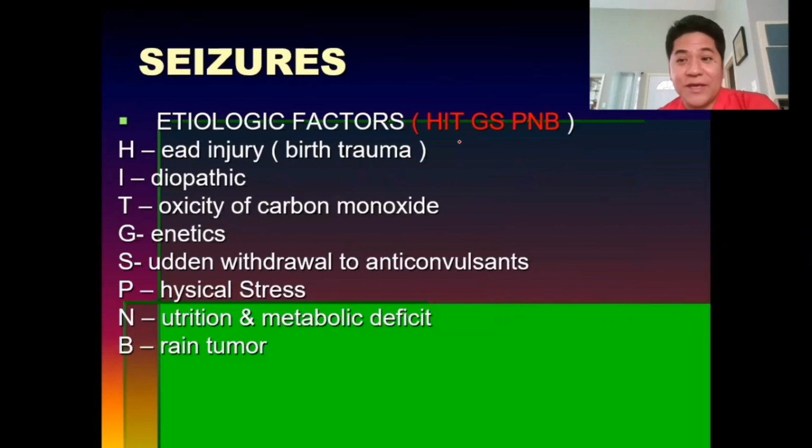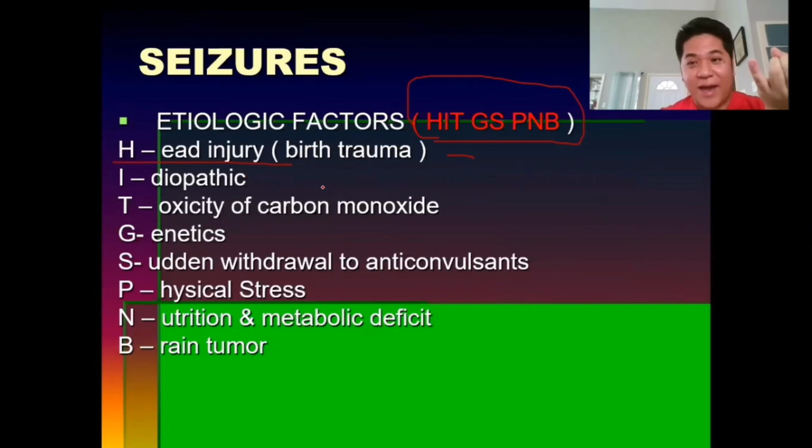Now, how can we get this? We could get it easily. Just follow the following. These are the things that you could do. If there is a head injury or birth trauma, you would have to get it. It can be idiopathic, or unknown. Remember that. Or you could have toxicity of carbon monoxide. This is easy to get. Just stay in an air-conditioned room or your car. You will get a seizure.